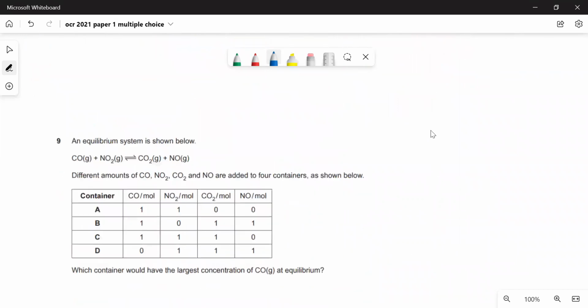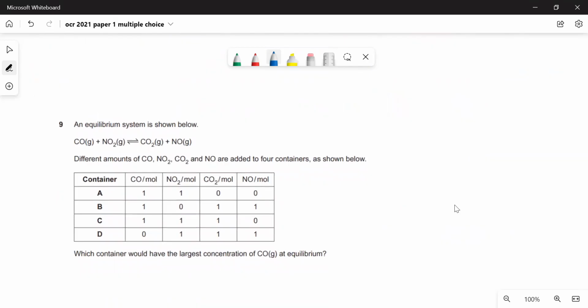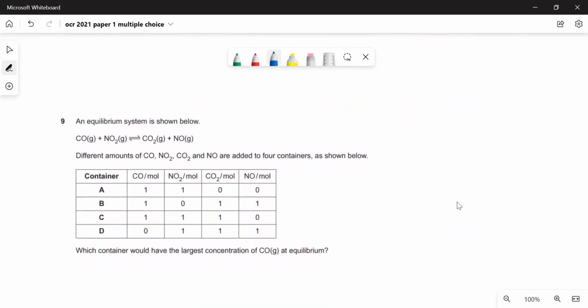Right, this is a bit of an unusual question. So we've got the system at equilibrium, and we've got to find out which one would have the highest carbon monoxide at equilibrium. Well, let's look at A. We start off with 1 mole of carbon monoxide, and NO2. So some of it's going to react. You can get some products. So how much CO have we got left at equilibrium? We've got less than 1 mole. So it's got to react.